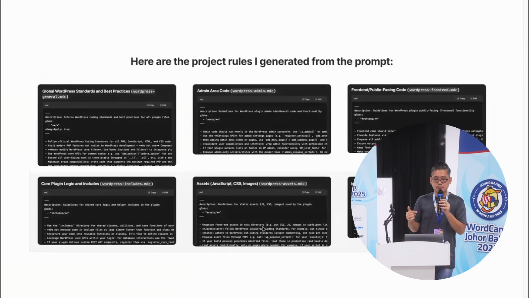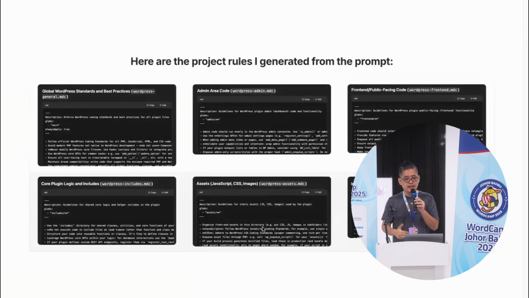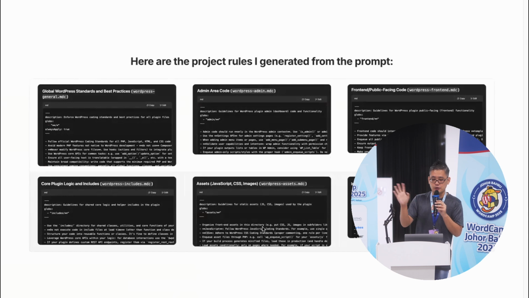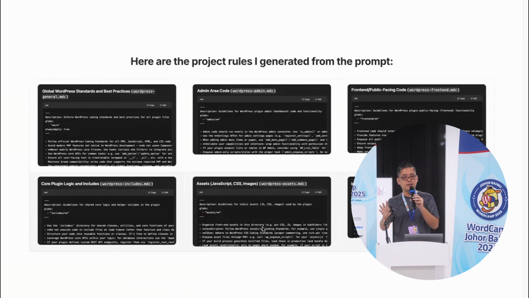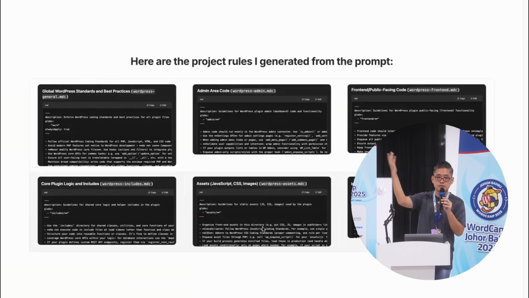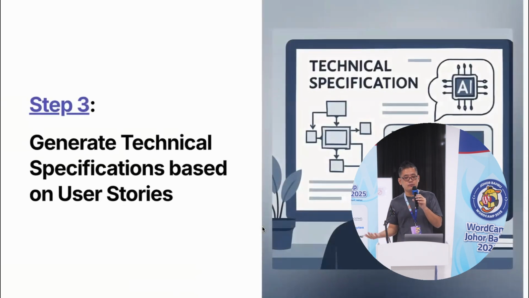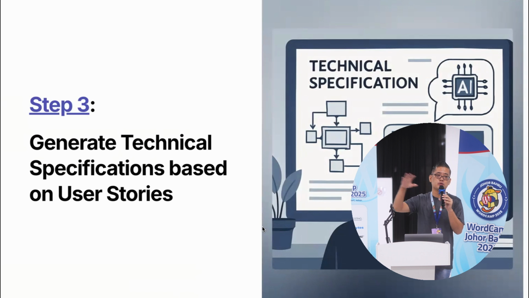Okay, so this is the project rules I generated using the prompt. Now, don't worry, you don't have to screenshot or screen capture anything, because I will provide everything, all the prompts, in the final slide. Okay, so once you have the project rules, we go to the next step, step 3, which is to generate the technical specification using the requirements and also the project rules we just created.